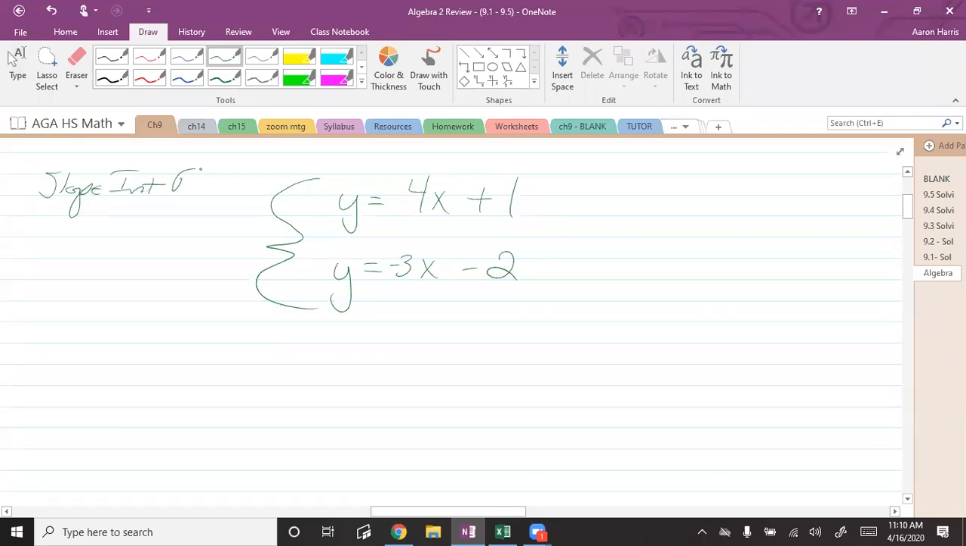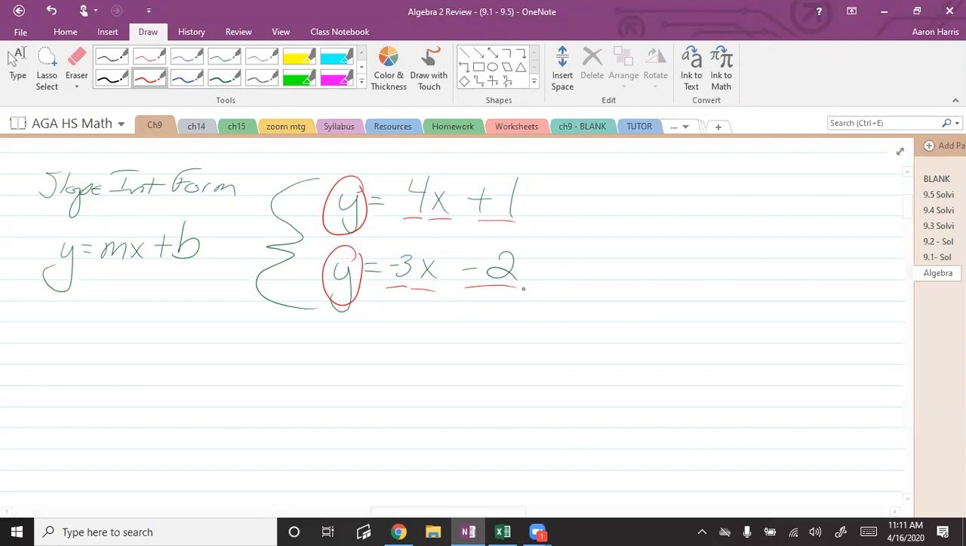Slope-intercept form. How do I know it's in slope-intercept form? y equals mx plus b. There you go. So if I see y is equal to, I just look. Here's my m, here's my x, and this is plus b. Does that make sense?